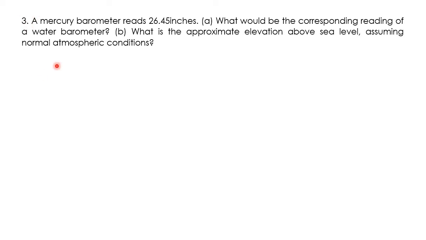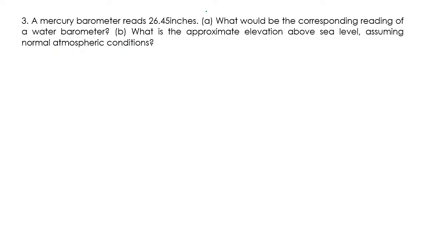Problem number 3. A mercury barometer reads 26.45 inches. What would be the corresponding reading of a water barometer? Letter B. What is the approximate elevation above sea level, assuming normal atmospheric conditions?